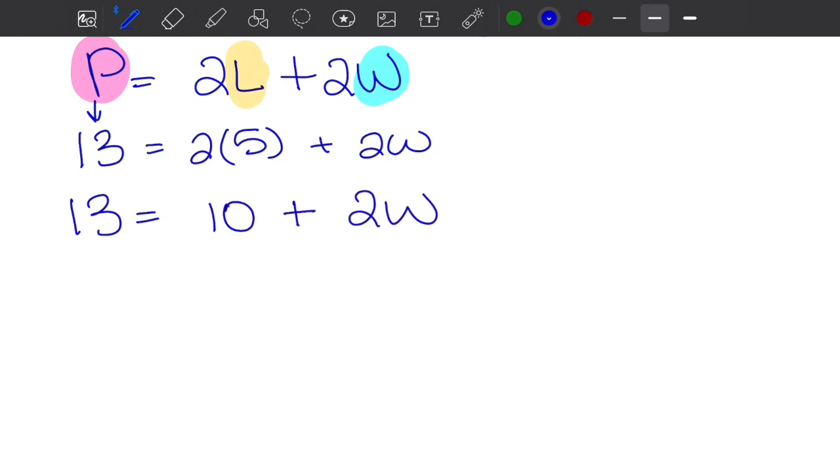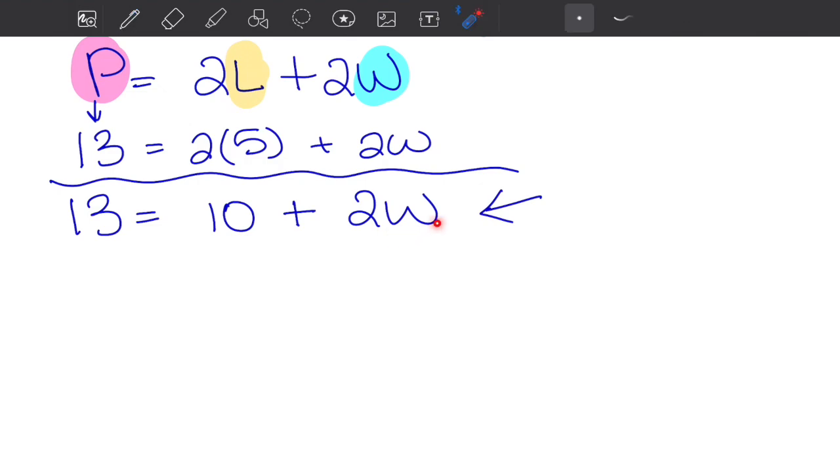And now this is something more familiar, right? So now what do we do to get W on its own? Well, we need to get rid of that 10 and we need to get rid of that 2. We start with the 10 first because we work in reverse order of operations. So the 10 is being added. It has a positive in front. How do we undo that? Well, we subtract 10 from both sides.